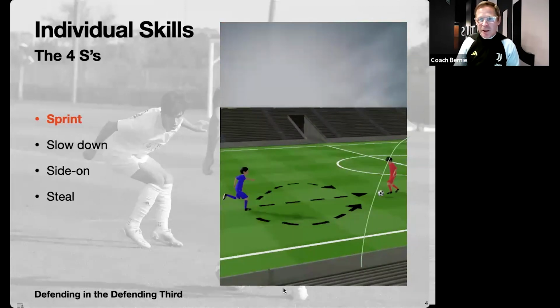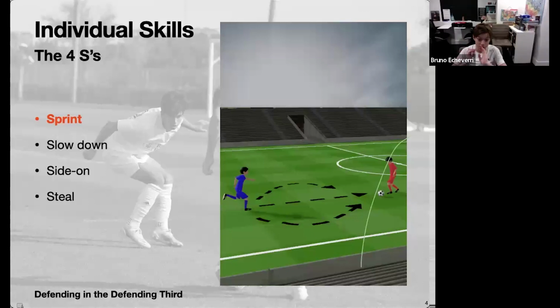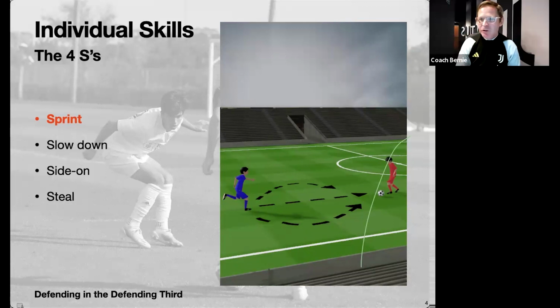What do we do when we're in that sprint part? Go ahead, Bruno. The sprint is like, let's say a left winger or right winger, a striker is running past you, so you can sprint to catch up to them or speed up, so you're closer to the defender. It's easier for you. Try to get as close to the opponent as possible, as quickly as we can.